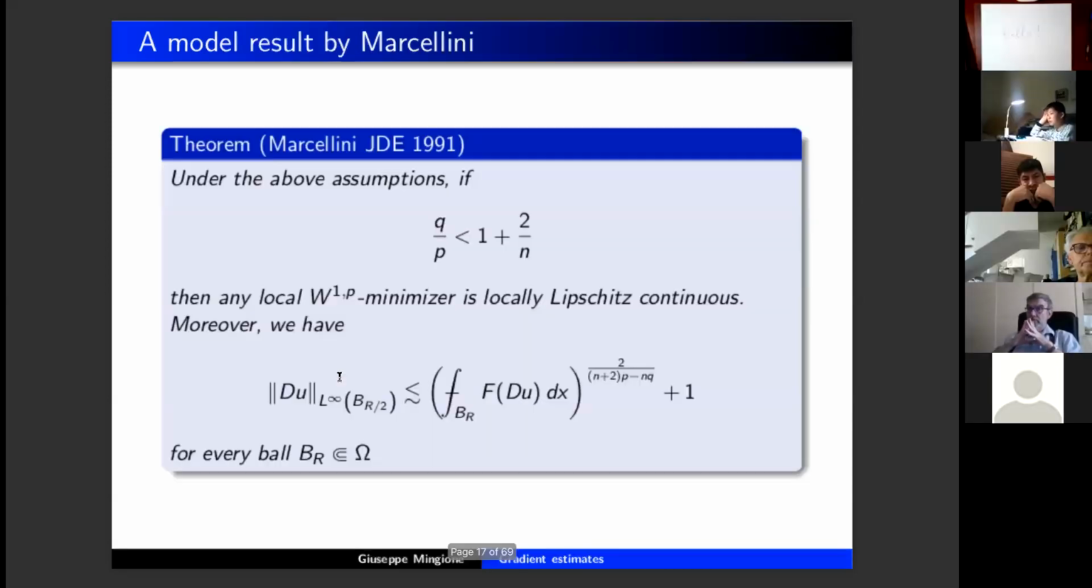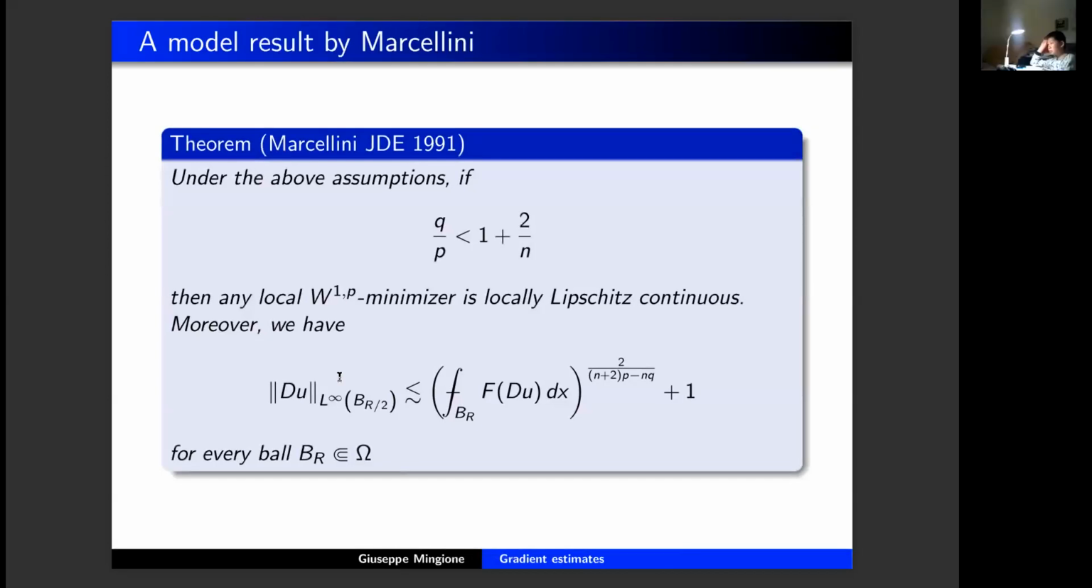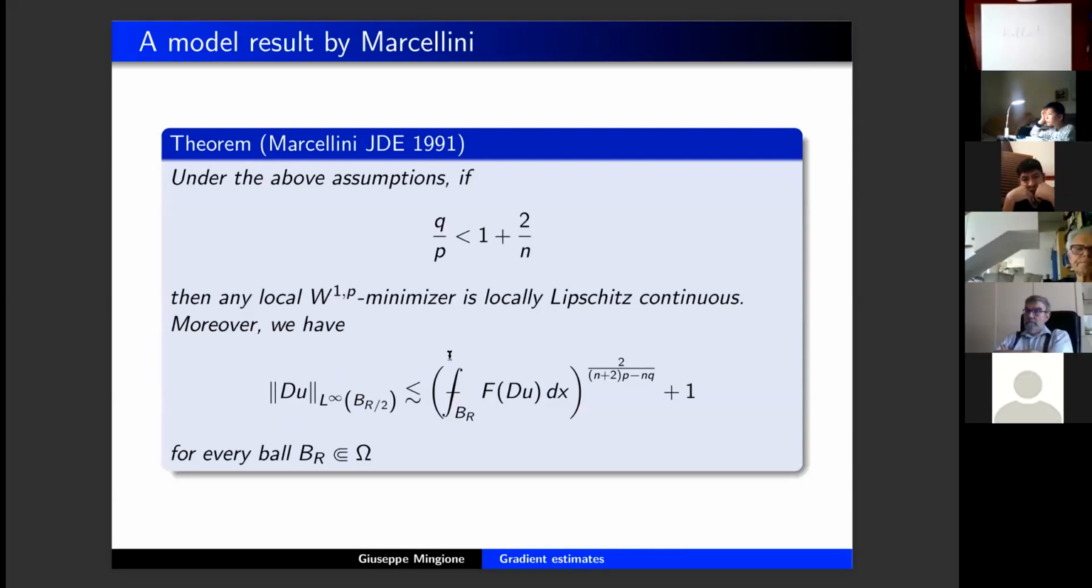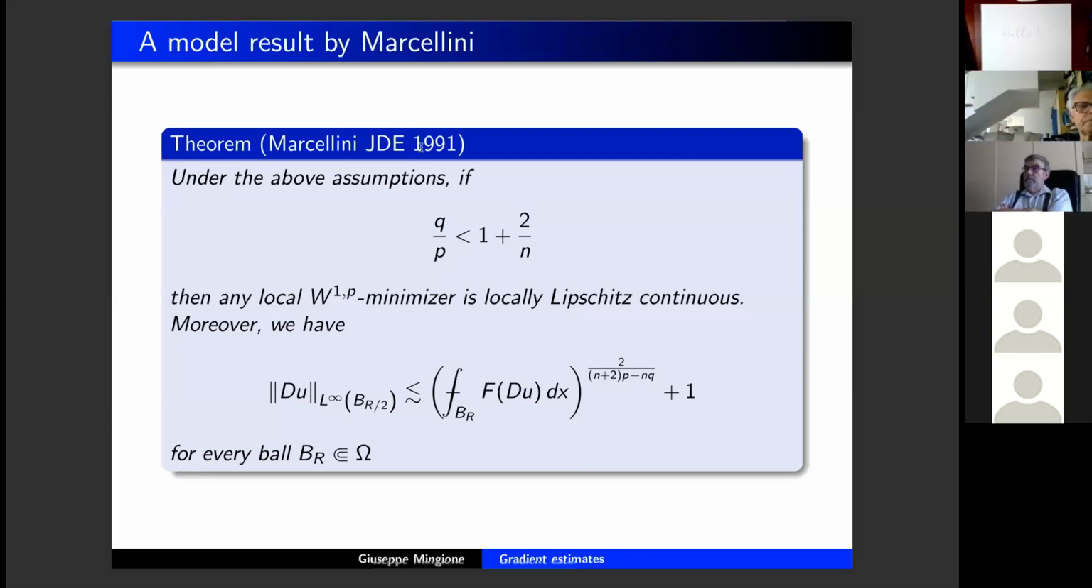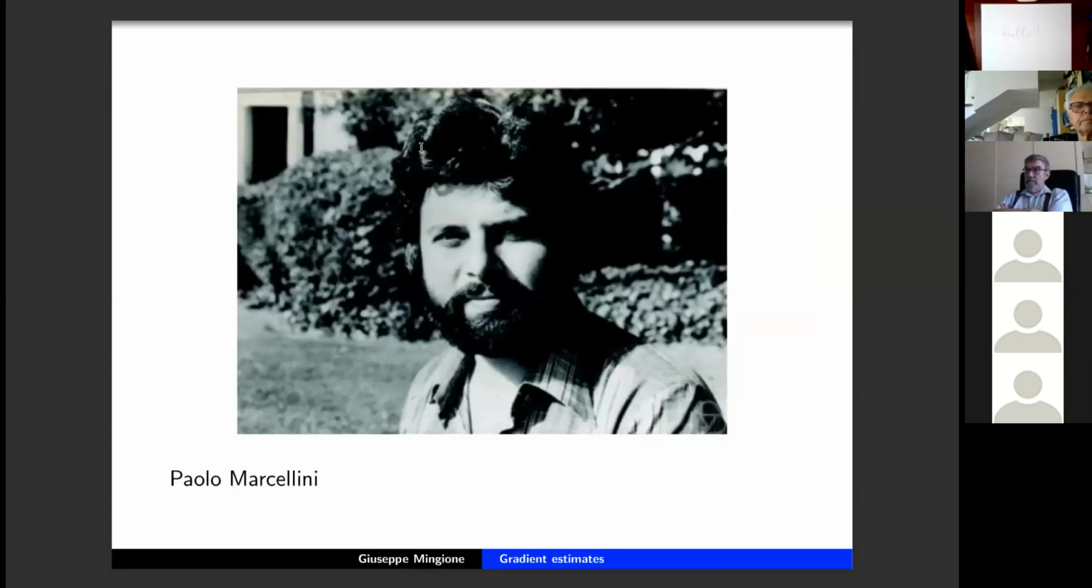Okay, and in fact, the opposite also is true: if you are able to bound q over p by 1 plus 2 minus n, every W^{1,p} local minimizer, so let me recall that by the lowest growth condition, any minimizer is automatically in W^{1,p} because it makes the energy finite, and therefore by coercivity the W^{1,p} norm finite, then any local minimizer is also Lipschitz continuous. So this is the first general result in this setting, and is due to Marcellini in this by now classical paper. And this is Paolo Marcellini.